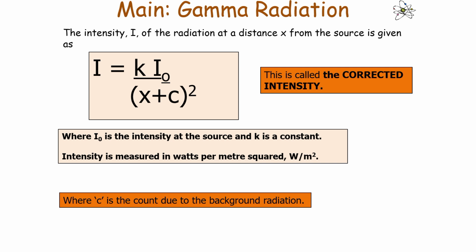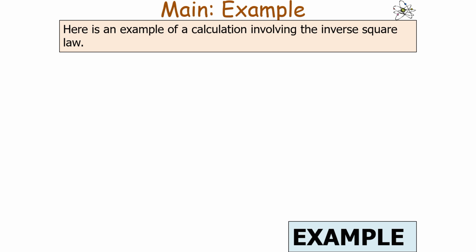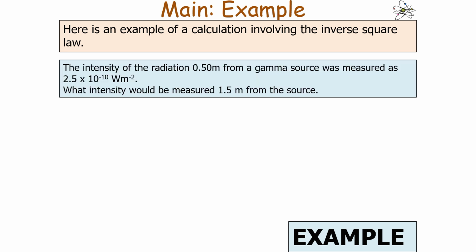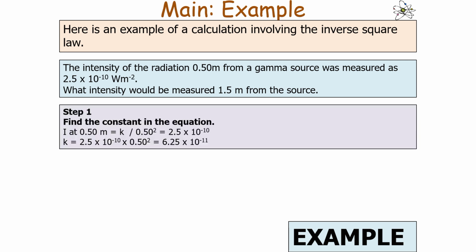So let's now look at an example of a calculation involving the inverse square law. So let's consider that if the intensity of the radiation 0.5 meters from a gamma source was measured as 2.5 times 10 to the minus 10 watts per meter squared, what would the intensity be measured 1.5 meters from the source? So the first step you do is, with the information given, you can find out the value of k, which is the constant in the equation.